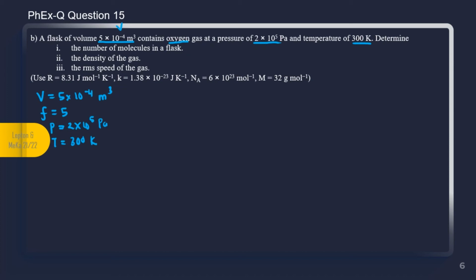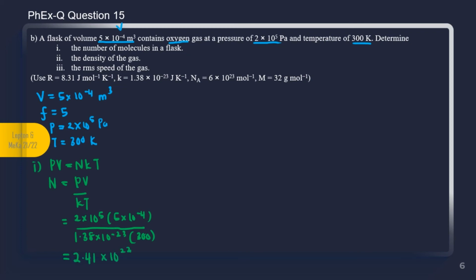The first part of the question asks us to find the number of molecules, our capital N. So using our PV = nRT, or we can straight away use PV = NkT, where N is our number of molecules. So N is equal to PV over kT, and the pressure is 2 times 10 to the power of 5, then our volume is 5 times 10 to the power of -4, over k, the Boltzmann constant, 1.38 times 10 to the power of -23, and the temperature is 300 Kelvin. Here we will get 2.41 times 10 to the power of 22 molecules. So that is the first part.